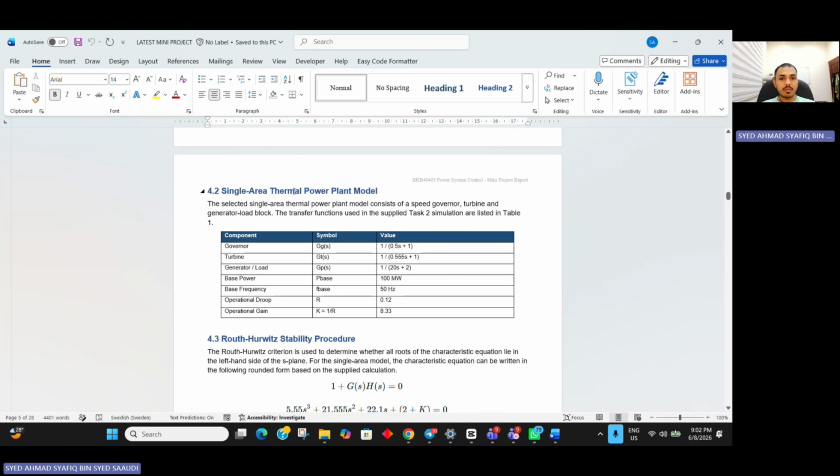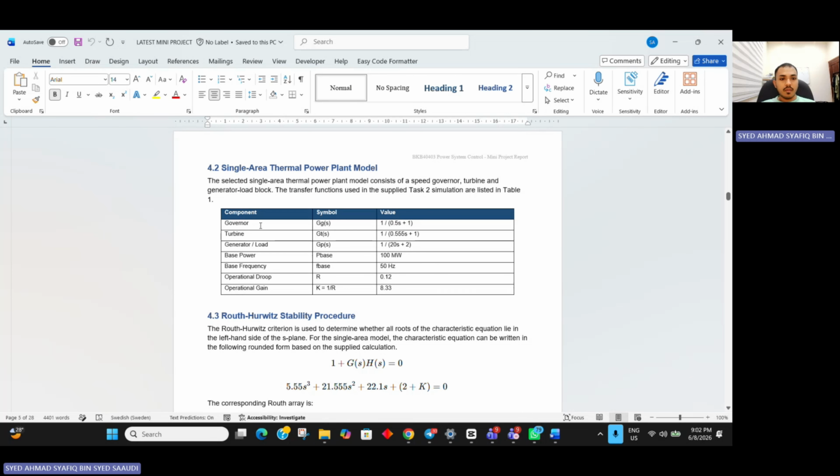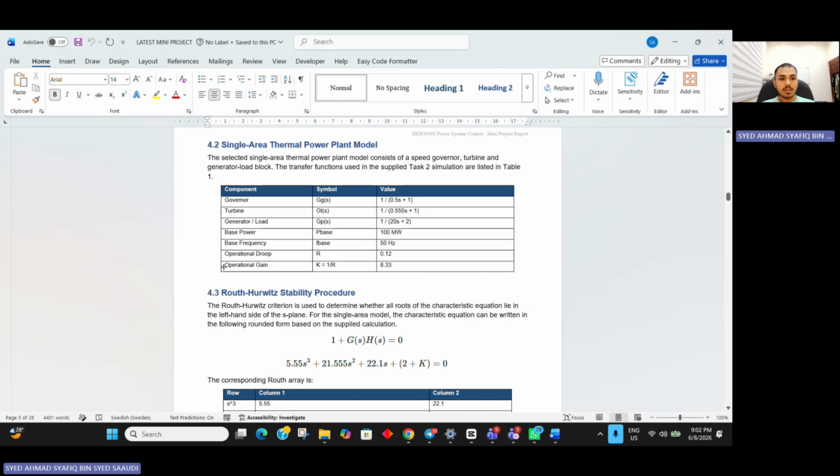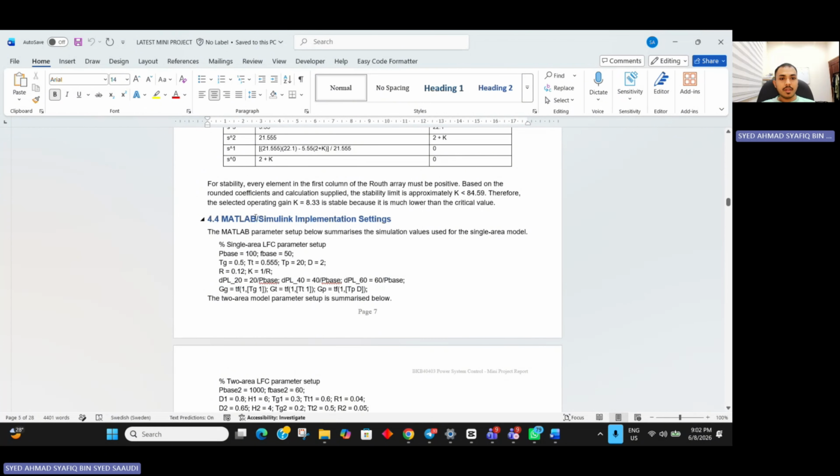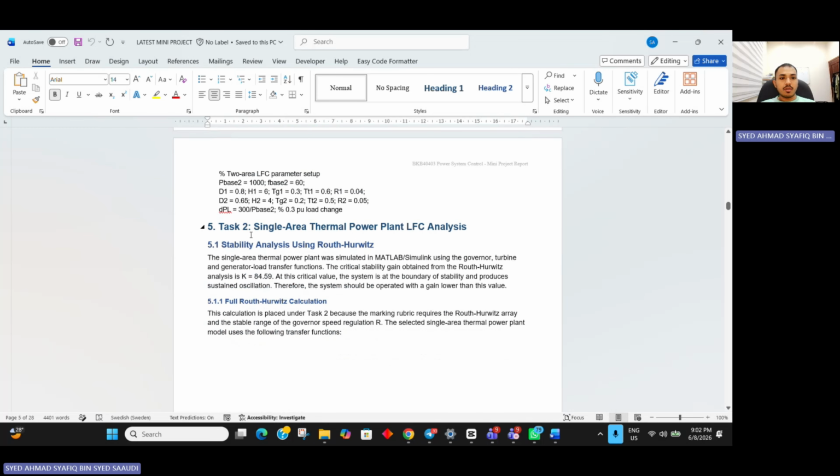So we have a single area thermal power plant here. We have a governor, turbine, generator, base load, base frequency, operational drop, and operational gain. Then the Routh-Hurwitz stability procedure, and the MATLAB Simulink implementation setting. For task 2, I will hand over to my friend, Ashraf, to present.